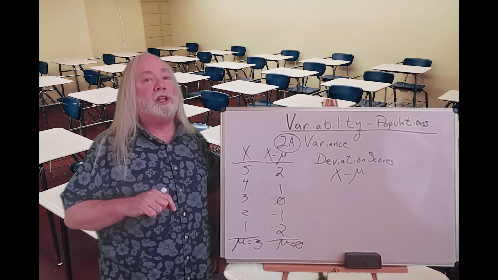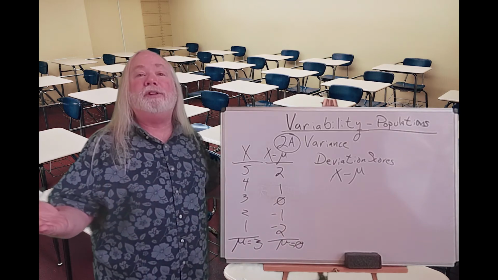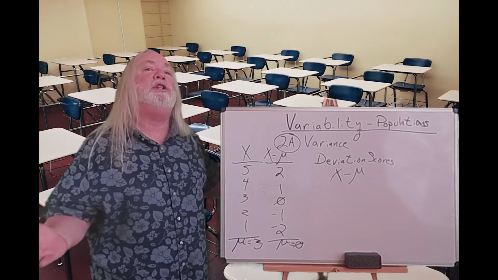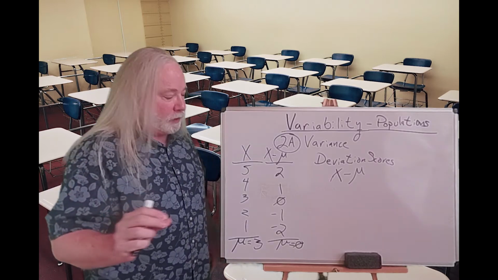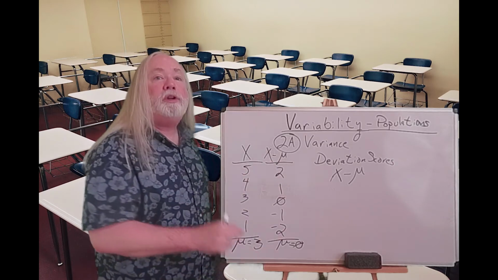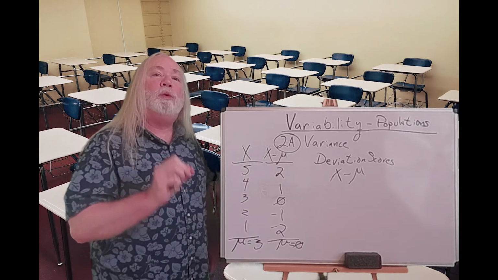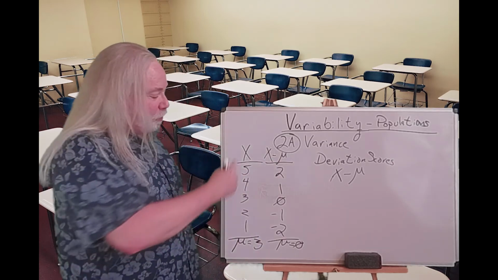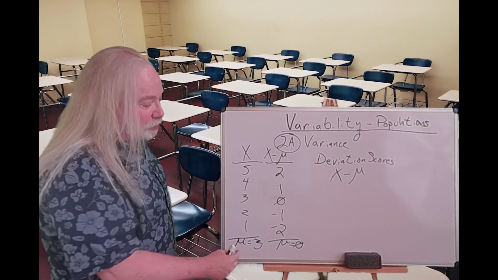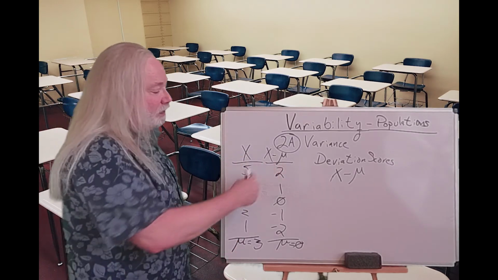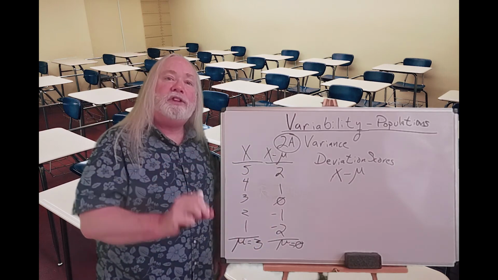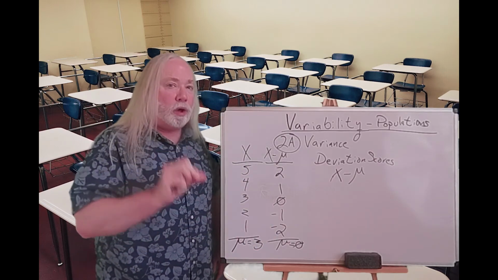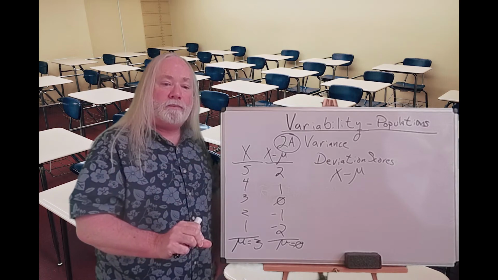Remember I said I was going to walk you into a dead end? Here it is. This is the trap. This is why we can't do it this way. The sum of deviation scores will always equal 0. It doesn't matter what the raw scores were. It doesn't matter what the mean is. When you calculate the deviation scores and add them up, the sum of deviation scores is always 0.